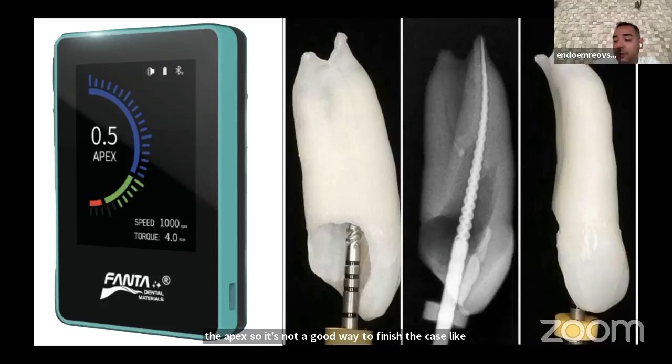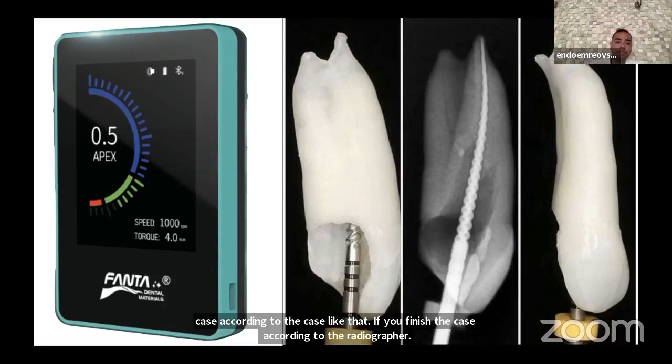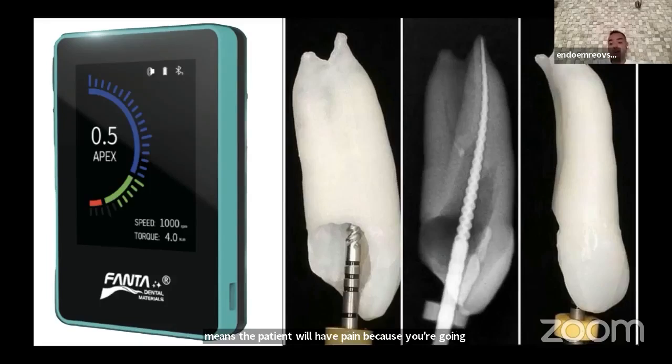If you finish the case according to the radiograph, it means the patient will have pain, because you're going to push the root canal material outside the root canal to the apical part. So it's not a good problem to face in your clinical practice. But I know all endodontists, also me, sometimes have problems with root canal fillings. We all know that. It's basically the star part of endodontic therapy, but it doesn't matter. You won't have a problem if you have accuracy with your apex locator calculation.